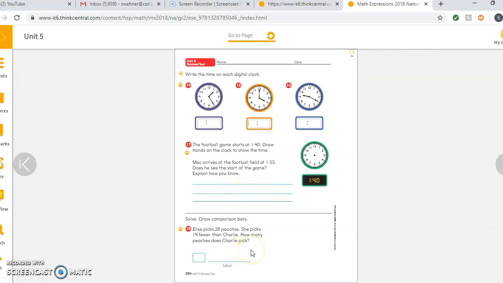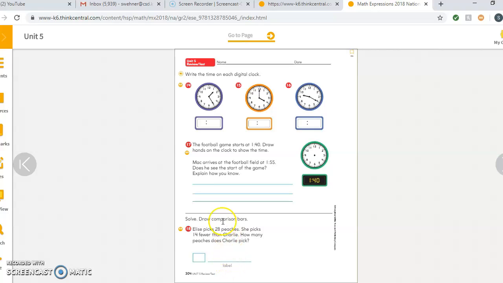Number 18 is the last question I'm going to have you answer. And to be honest, I'm not quite sure why the math program threw this question in there. It says solve, draw comparison bars. I'm not worried about comparison bars. If you remember how to do them, second graders, go for it. If you don't, don't worry about it. Your parents won't know what comparison bars are because we did not learn those when we were in school. You can still solve this without comparison bars. So read and solve. Answer, label.